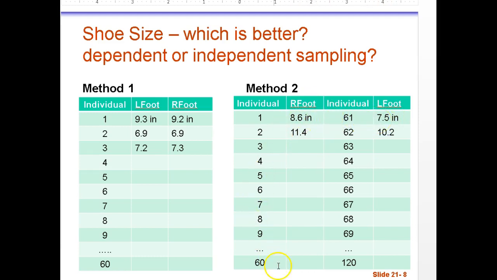Yes, I could look at the average of the right-footed people and the average of the left-footed people, but there are all kinds of things that I'm really not taking into account. Ultimately what we want to know is, within the same individuals, is there a difference in their left and their right foot? So this is a long way of saying method number one, which is dependent sampling, is the answer to this particular question.